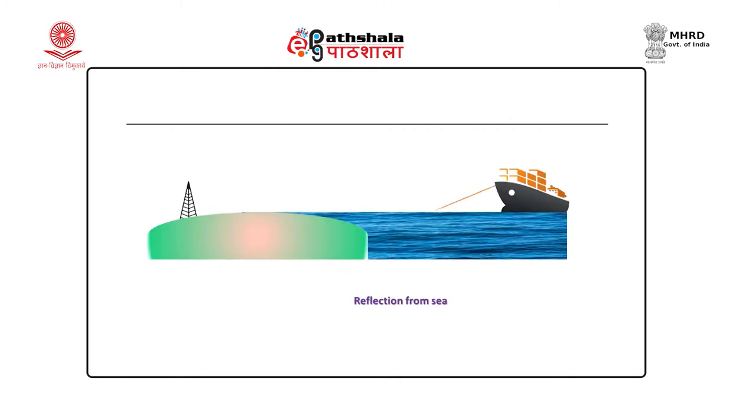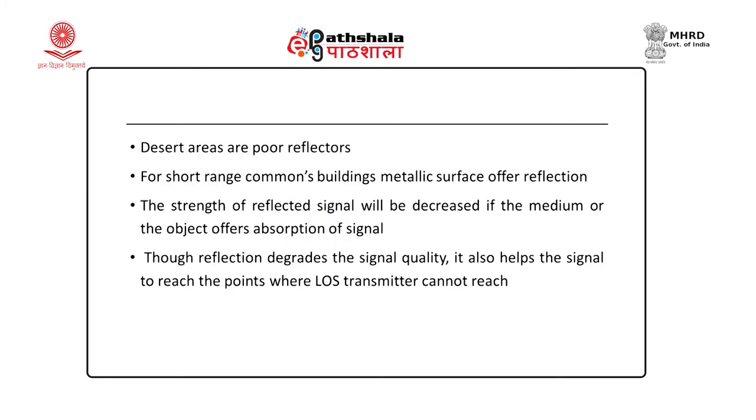So, you can see here that the signal gets reflected and it reaches the receiver. Desert areas are poor reflectors. Then for short range communications, the surfaces of buildings, the flat areas of the buildings, metallic surfaces of the windows, the ceiling, and the metallic surfaces of the vehicles all will offer reflection.